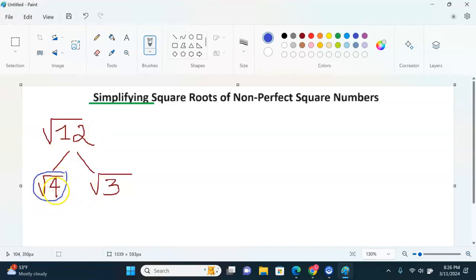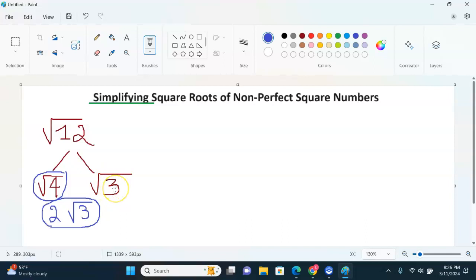So I can say square root of 4 is a perfect square, and the square root of 4 is equal to 2, right? Because again, 2 times 2 is 4, and 4 is a perfect square. So square root of 4 equals 2, and you're going to leave the square root of 3 alone because the square root of 3 is a non-perfect square number, and we can't do anything else to the square root of 3. Can't really break it down anymore.